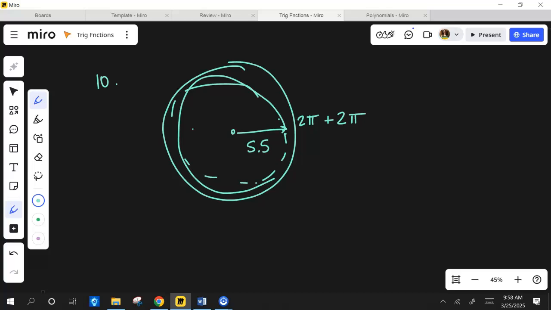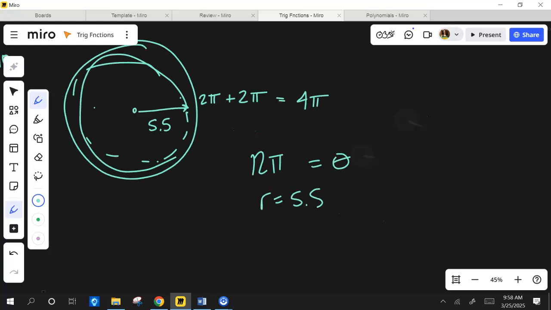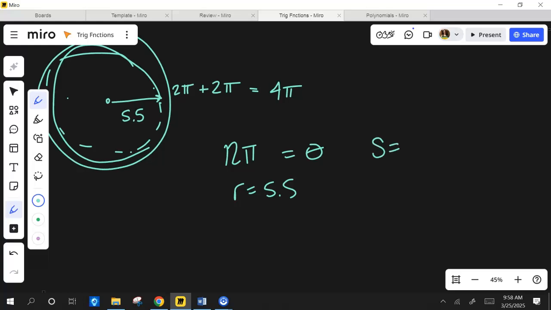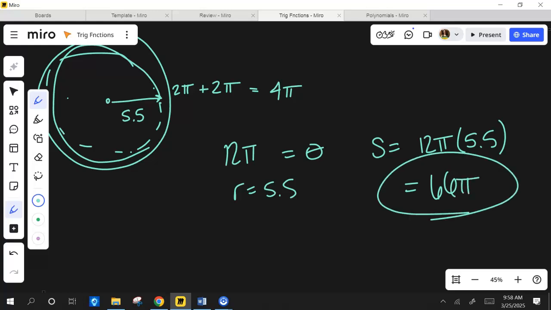That's fine. All right, but it says over 3 days, right? So every day it goes 4 pi. So 4 pi, 4 pi, 4 pi gives me a total of 12 pi. So my theta is 12 pi. My radius is 5.5. If I want to know how far it traveled, then that is 12 pi times 5.5, which would be 66 pi, sorry. I didn't take half of 12 correctly. Inches.